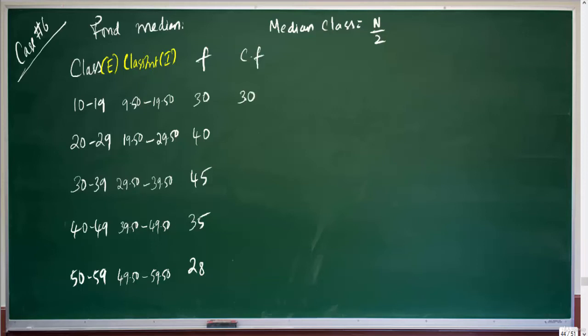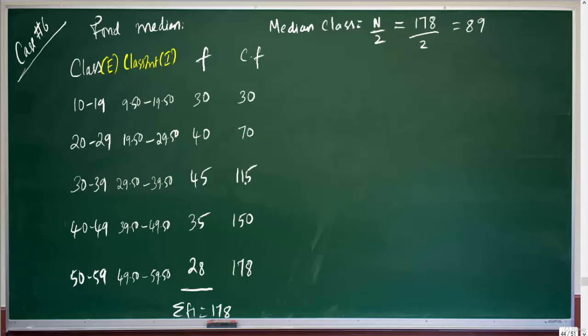First class interval is 10, whereas the second is going to be 30 plus 40 is 70. It is not 10, it is 30. 30 plus 40 is 70. 70 plus 45 is 115. 115 plus 35 is 150. 150 plus 28 is 178. So this 178 is nothing but n, that is summation of fi. So your cumulative frequency last item is nothing but summation of fi, which is 178. So we can find median class as 178 divided by 2 and it is 89.